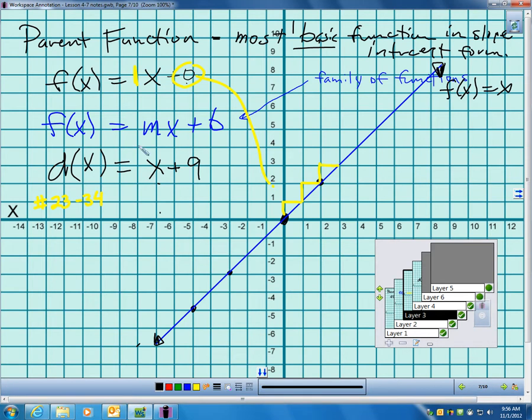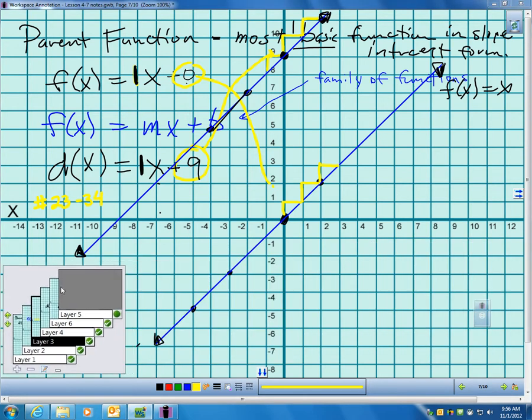You'll notice on this function my slope is still 1, just like it was on the parent function, but my y-intercept's different. My y-intercept's 9. So let me graph this. I'm going to go ahead and take the y-intercept of 9 and plot it right here. And my slope is 1. That means rise 1, run 1, rise 1, run 1, and so on. And you'll see that I've created a second line.